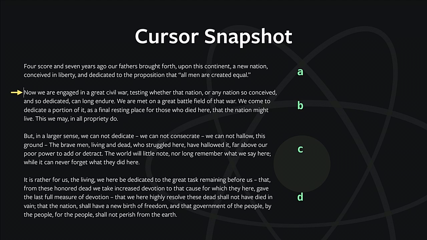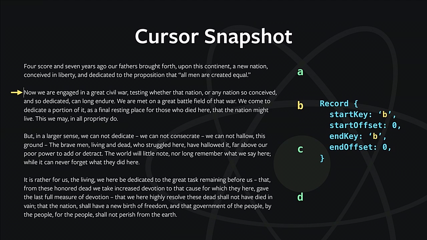What that means is that, oh, this is key B, great, so we can represent with a record again what our cursor is. Starts at B, ends at B, starts at 0, ends at 0. Really simple. So you can use these coordinates to represent your entire cursor state, your entire selection state. Again, this is an immutable.